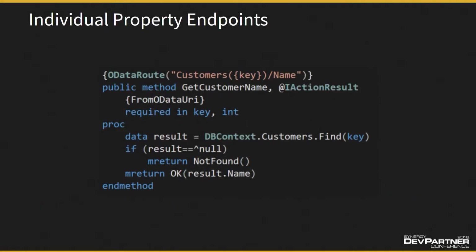Individual name endpoints, nothing clever happening there. We just use the EF provider to find the individual entity that matches, and instead of returning the whole entity, we return result.name or result.phone or whatever it is. We just return the individual property.